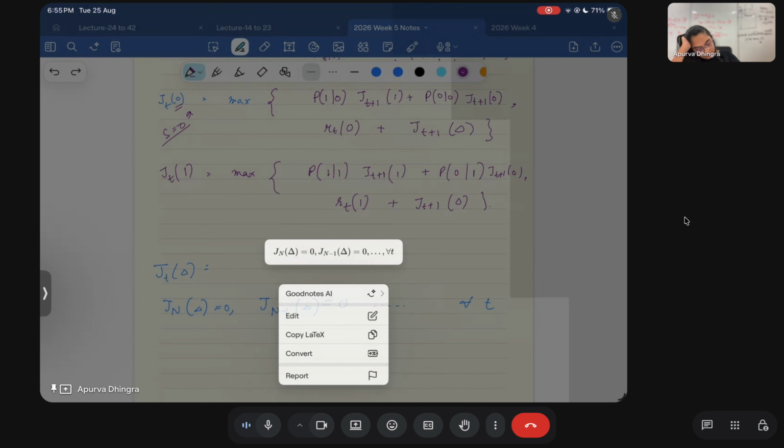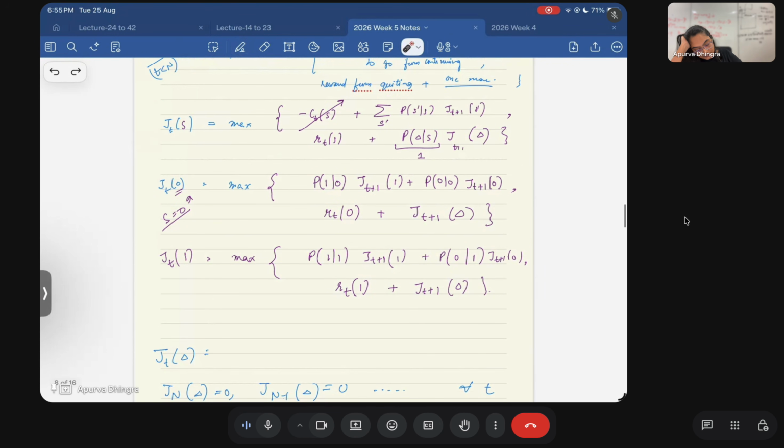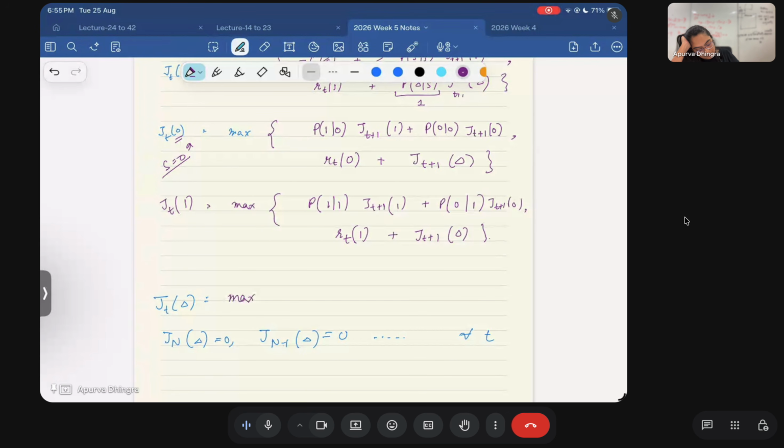What have we written here? We have written JT for any S. The maximization is over the actions available. What are the actions available if you're in this state? The only action available is continue. That's the only action, so there's nothing much. There's just one object.